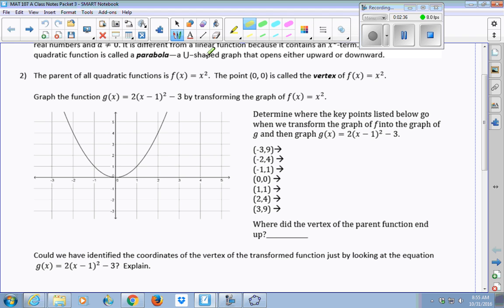So we know three transformations have happened here. We've got a vertical stretch by 2. We've got a horizontal shift to the right 1 unit and a vertical shift down 3 units. So we can apply that to these points right now. We're going to shift all of our x coordinates to the right 1 unit, and that's the only thing we have to do with the horizontal. So all these points can be changed right away.